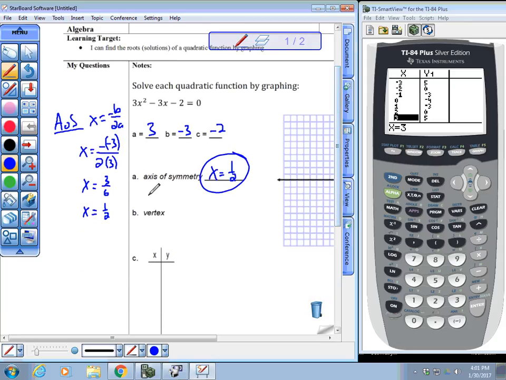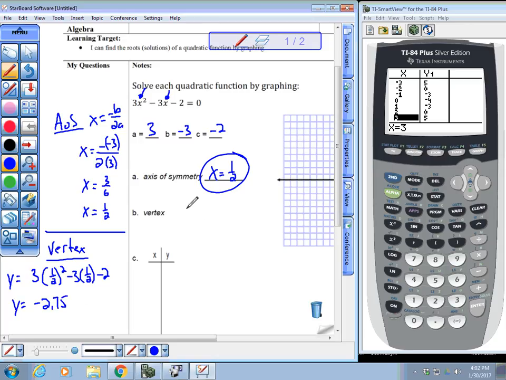Now, since we have a fraction as our axis of symmetry, we are going to have to figure out the vertex by hand at this point. So we're going to put 1/2 in for my x values, and we're going to have 3, and then we'll put in 1/2 and we'll square it, minus 3 and put in 1/2 for x, and minus 2, and see what we'll get for my y value. Now, putting all that in your equation, you will get -2.75. So my vertex will be at 1/2 and -2 3/4.